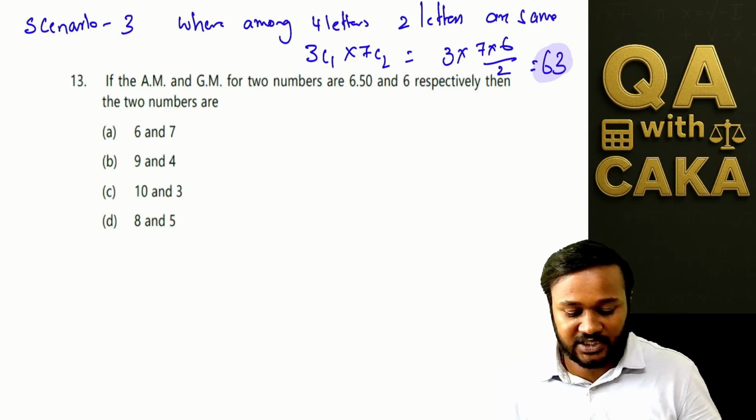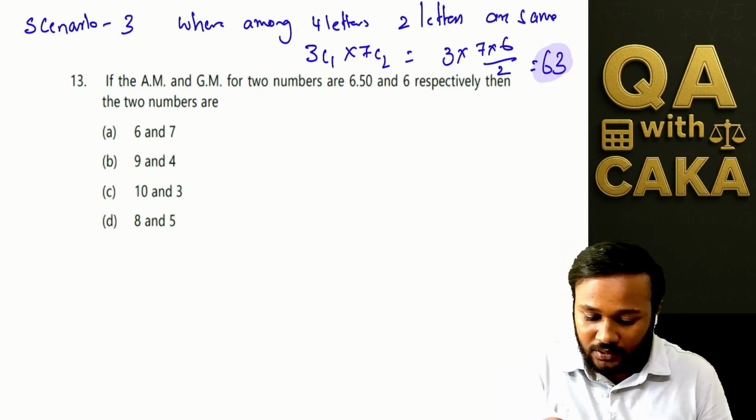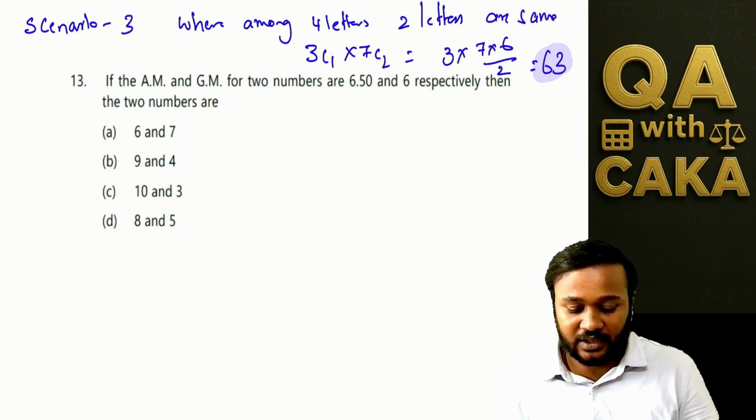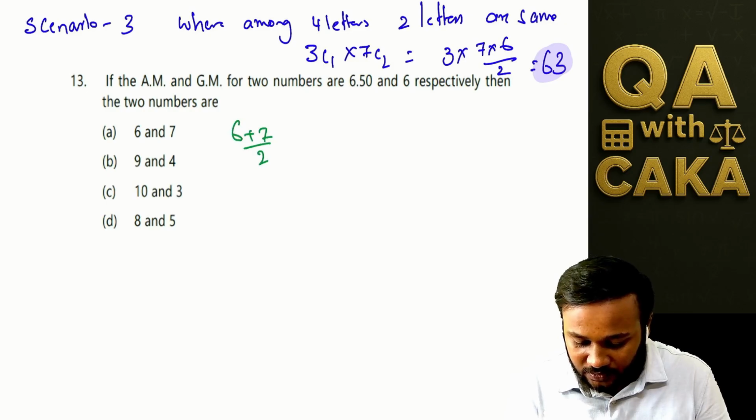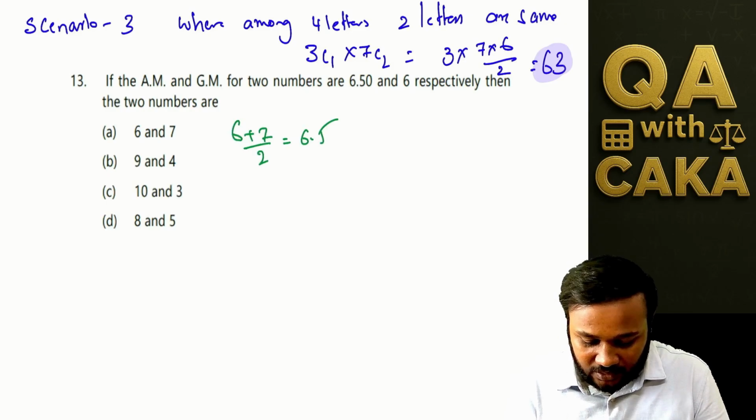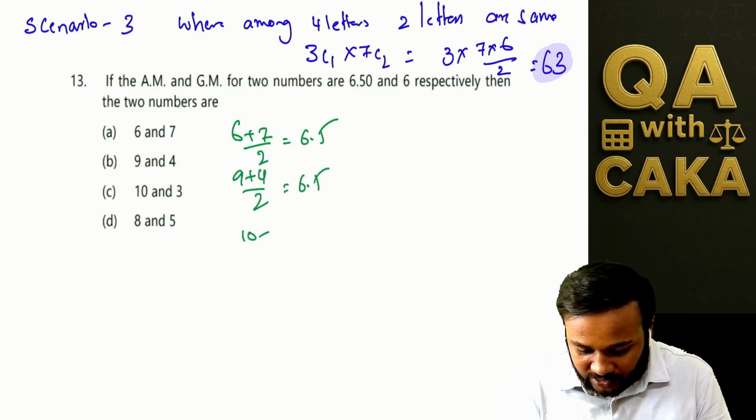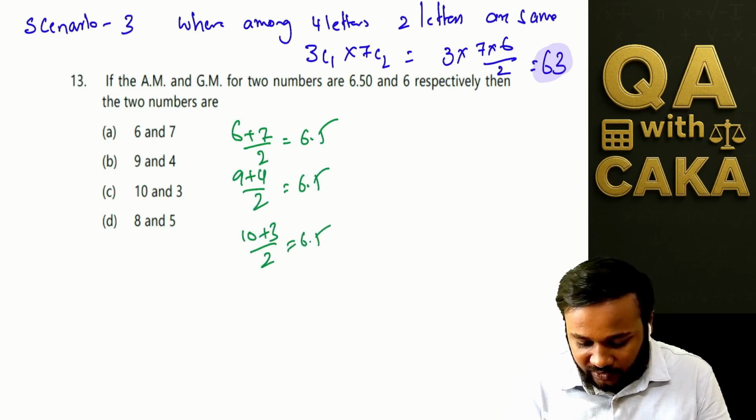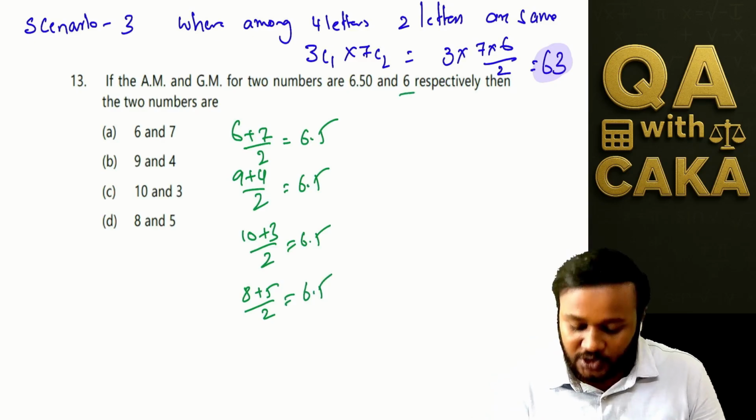If the AM and GM for two numbers are 6.5 and 6 respectively, then the two numbers are. Wow, good question, sir. Now, what is the AM? A plus B by 2, or X plus Y by 2, the average, which is nothing but 13 by 2, 6.5. 9 plus 4 by 2, again you'll get 6.5. 10 plus 3 by 2 is also the same 6.5. 8 plus 5 by 2 is also the same 6.5. Now, what is GM? GM is more important, sir. The GM answer should be 6.